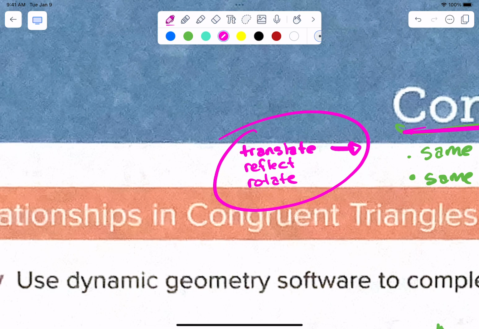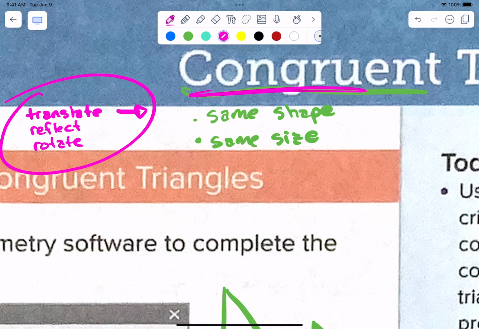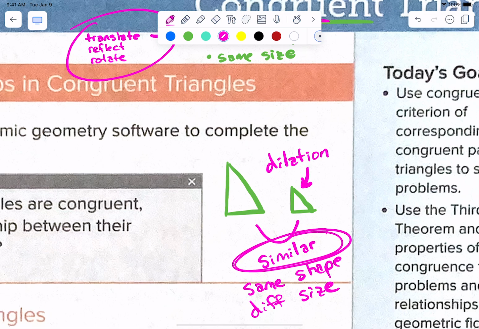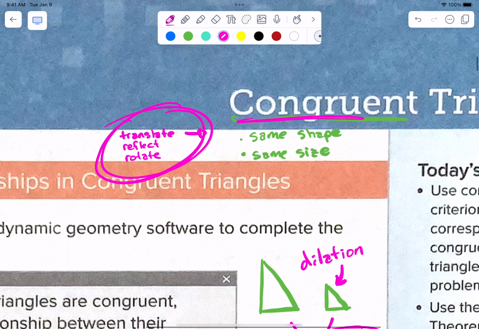What's one thing that we can do that will not leave it the same shape, same size? A dilation. Dilations, which we have not talked about yet, or have we? I don't think we have. Dilation is for similar figures. So dilating, making larger, smaller, but leaving it the same shape. So dilation is for similar objects. These three things are for congruent objects. Got it?